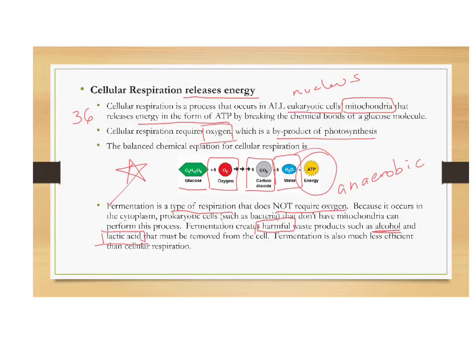Fermentation is also much less efficient than cellular respiration. So we were saying that on average, cellular respiration creates 36 molecules of ATP for every glucose. Fermentation only creates 2. So if there's a choice in cellular metabolism between aerobic cellular respiration and fermentation, the more efficient process is cellular respiration. Cells prefer to do cellular respiration in the presence of oxygen because it just yields so much more energy for them.